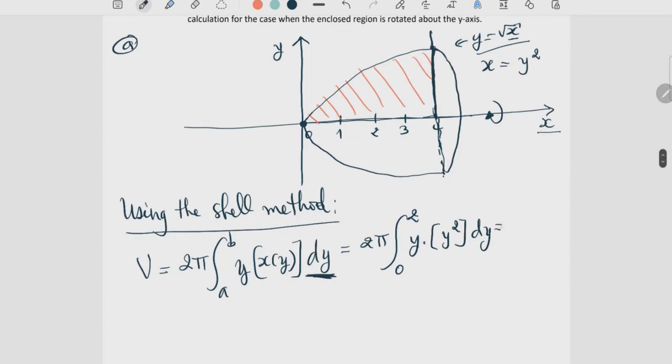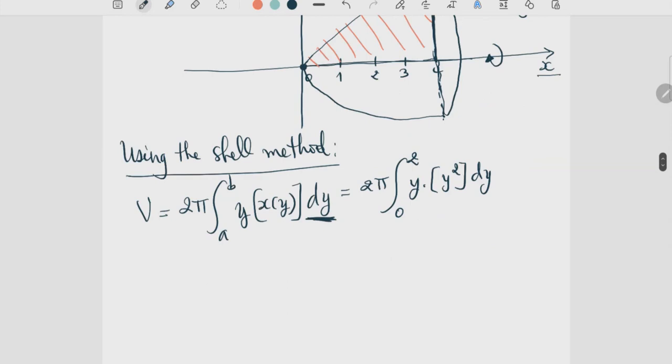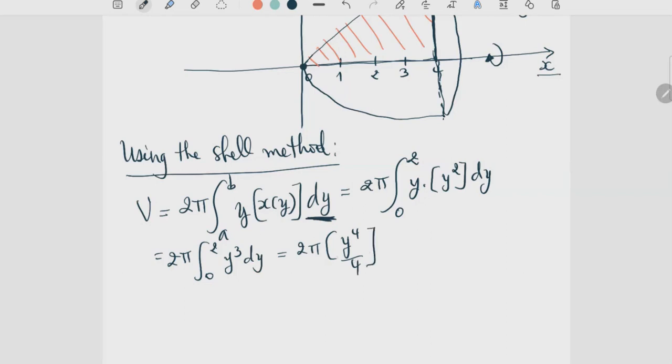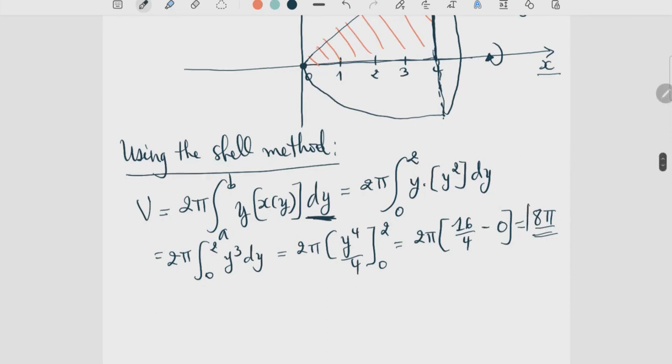So this then gives us 2 pi multiplied by the integral from 0 to 2 of y cubed dy, which is just 2 pi multiplied by y to the 4 over 4, evaluated between 0 and 2, which gives us 2 pi multiplied by 2 to the 4, which is 16, divided by 4, minus 0, which should be 8 pi. So that is the volume of that solid.